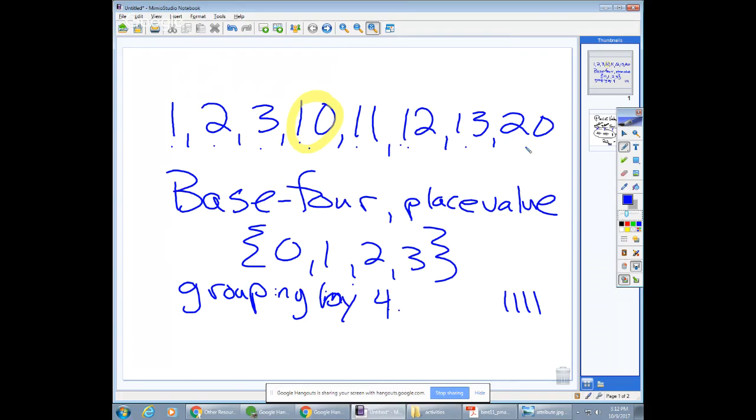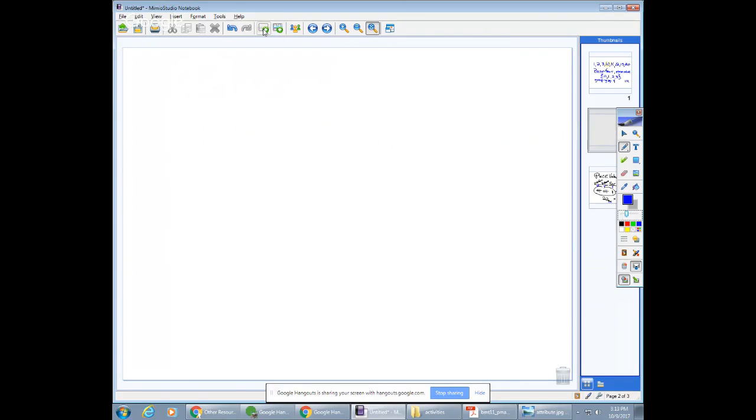All right. So let's try counting again together in base 4, starting over. And then we'll double check. So we're going to try to do the first 15 counting numerals in base 4.